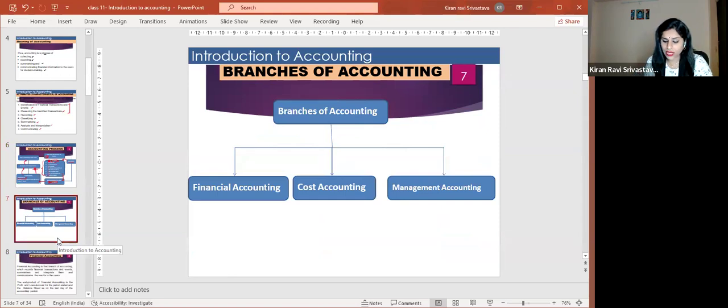Accounting is one subject. It has various branches. The first is financial accounting. Second is cost accounting, and third is management accounting. In BCom, generally you do financial accounting in first year, cost accounting in the second year, and management accounting in the third year. So this is a specialization. When I was in BCom, my sixth semester specialization was management accounting.